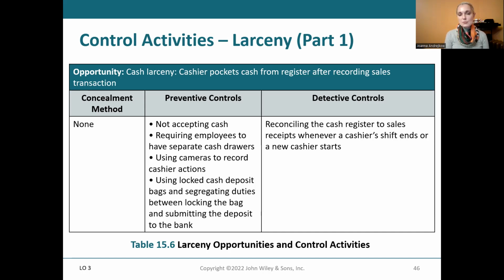And detective controls are reconciling the cash registers to sales received whenever a shift ends and a new cashier starts, so you can see who has discrepancies. And if there's one cashier that always has discrepancies, then obviously it's a red flag that they might be committing fraud.